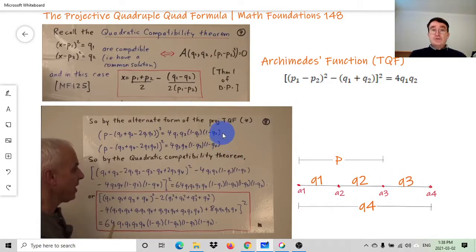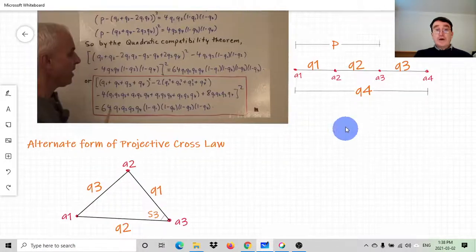So these two triple quad formulas have a common solution P when you put these quantities from here into this equation, and you get this value right here, which is the quadruple quad formula. And here it is in a more symmetric form of the projective quadruple quad formula. Okay, so next I will show you.